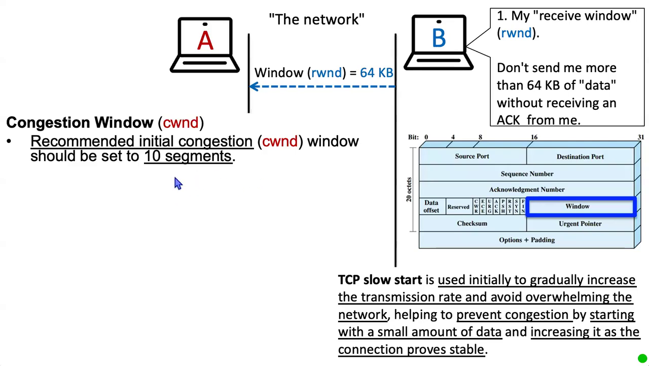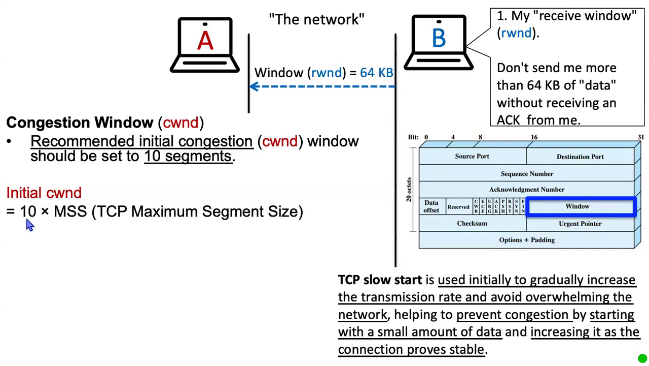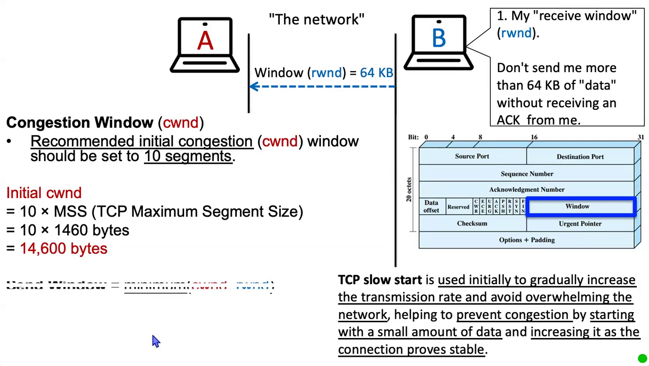So the congestion window, what does it start at? The recommended initial congestion window should be set at 10 segments. That was a later enhancement to TCP. At one time it was 1 and even just 2 segments, but now it's 10 segments. What does that mean? The initial congestion window should be 10 times the TCP maximum segment size. In a previous video, we saw that the typical TCP maximum segment size is 1,460 bytes. So 10 times that is 14,600 bytes.